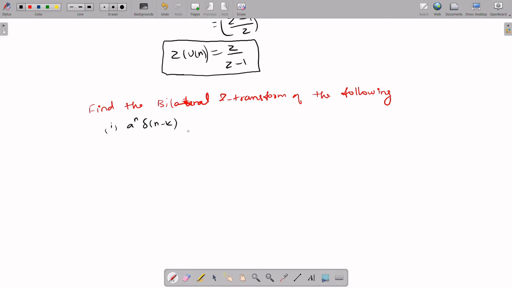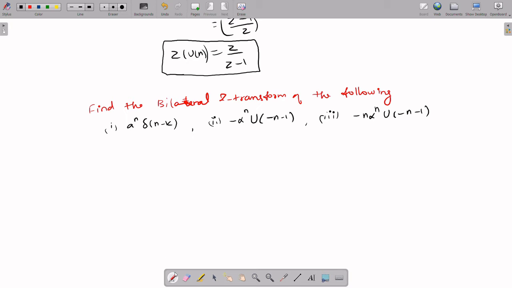Just now we found the result, so you have to apply that. There, delta n alone is there; here n minus k is there. Let's see how to find the answer. Minus alpha power n into the unit step function u of minus n minus 1. U of n is the step function; instead of n you have minus n minus 1. We have to find out the limits for this. And the next problem is minus n alpha power n into u of minus n minus 1. These are the functions given.